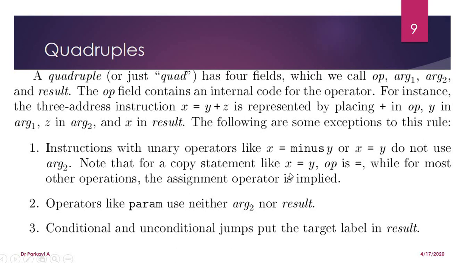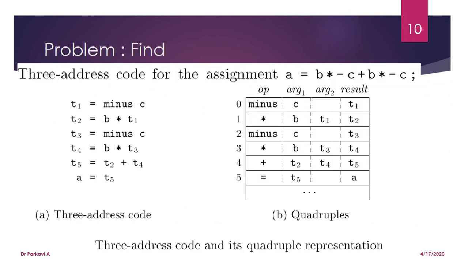And if you have x equal to y, then the operator is equal, and y and x will be argument 1 and result. For operators like param, argument 2 and result will not be there. Only argument 1 will be specified and the operator will be param. And if you have a conditional or unconditional jump, then goto will be the operation and the result, the target, will be the label.